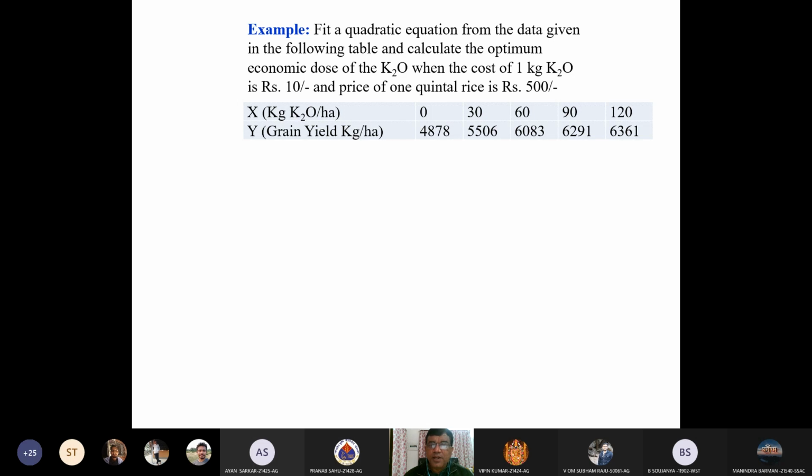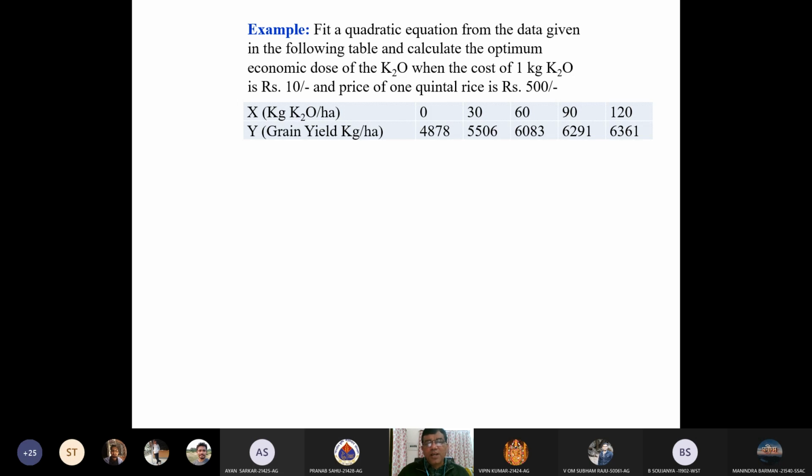I've taken this example directly from the Gomez and Gomez book. I'm regularly asking you to study from the Gomez and Gomez book. So this example is from there, which says: fit a quadratic equation from the data given in the following table and calculate the optimum economic dose of K2O when the cost of 1 kg K2O is rupees 10 and the price of 1 quintal of rice is 500.